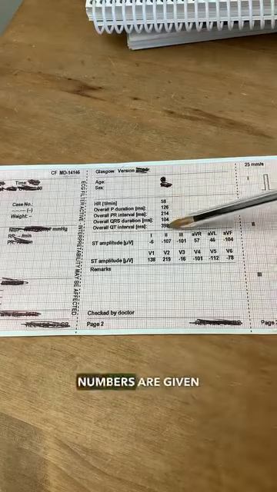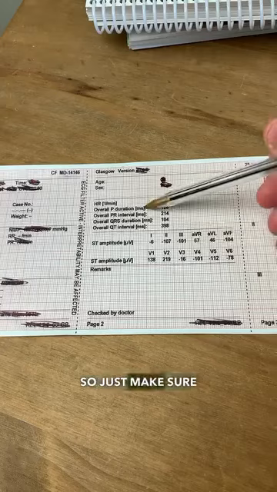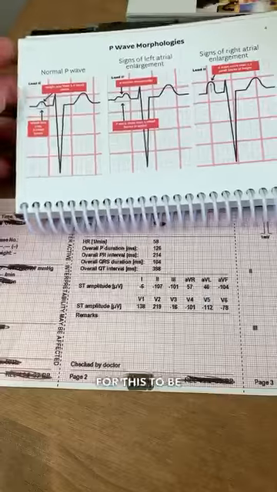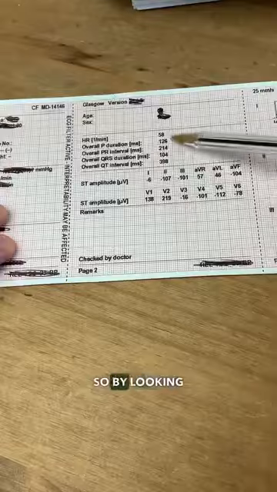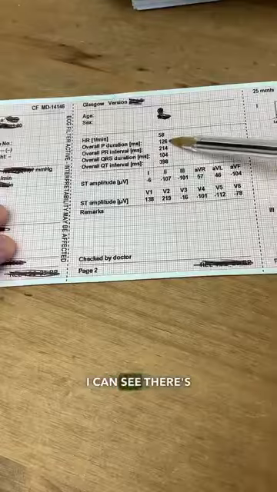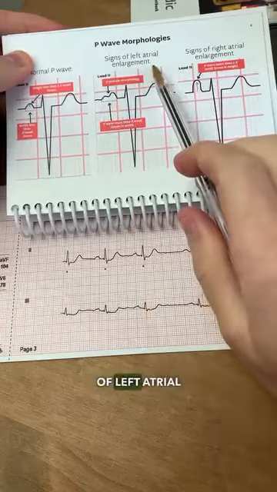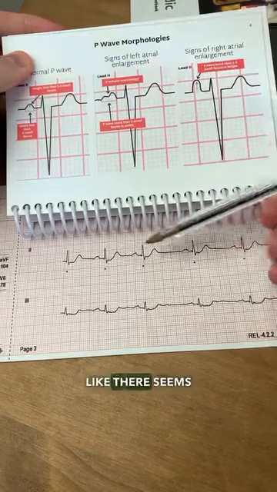The rest of these numbers are given in milliseconds. Now, this may be in seconds on your machine, so just make sure you double check and look for the unit of measurement. The overall P duration refers to how wide the P wave is. For this to be considered normal, it needs to be less than 120 milliseconds. So by looking at this calculation, I can see there's an abnormally wide P wave. This can mean there's evidence of left atrial enlargement, especially when there's an extra notch in the top of the wave like there seems to be here.